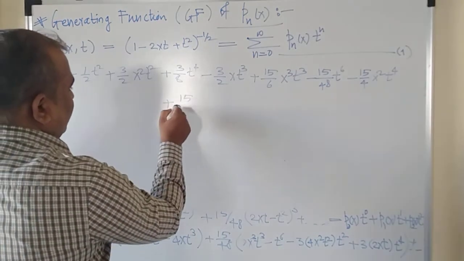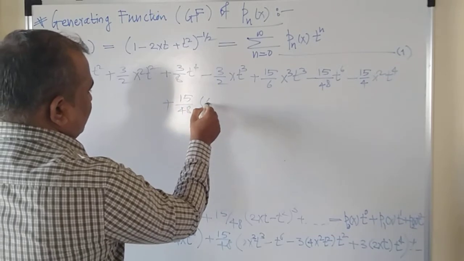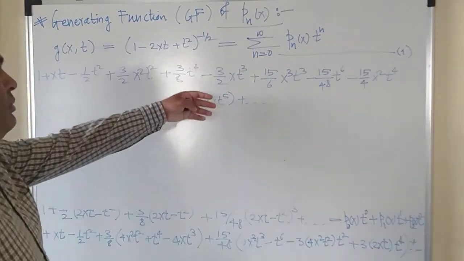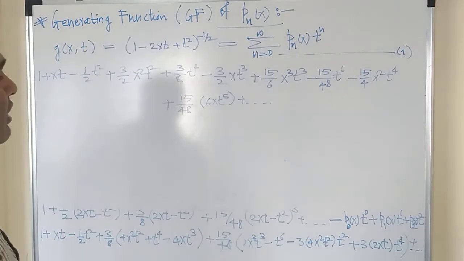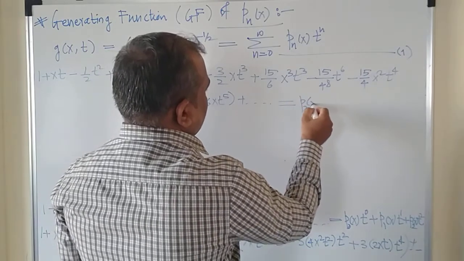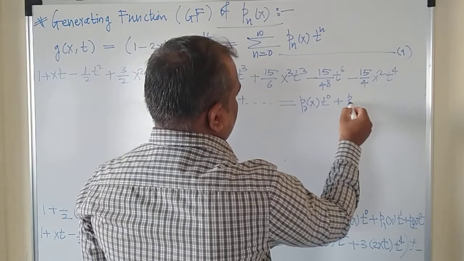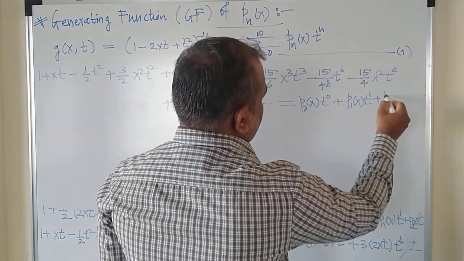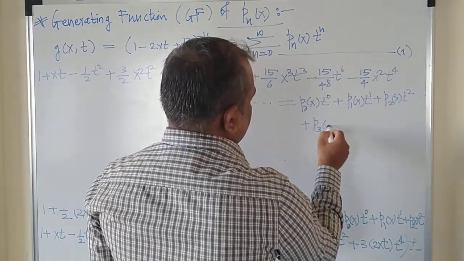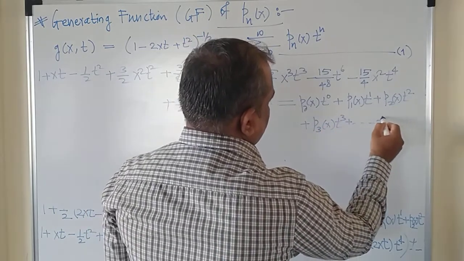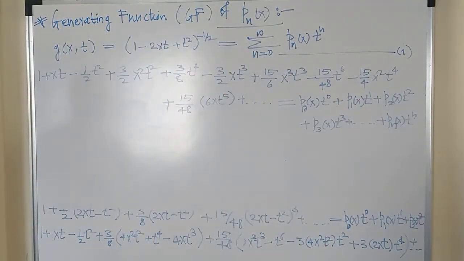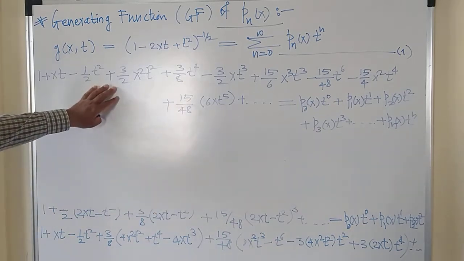I will write this as it is, 15 by 48 into 6 x t raised to power 5, because we need not have t raised to power 4 and 5, 6 and longer powers, and this is equal to the right hand side, that is p naught of x t raised to power 0 plus p1 of x t raised to power 1 plus p2 of x t square plus p3 of x t cube plus dot dot dot plus pn of x t raised to power n. Right? Now club all equal powers of t.